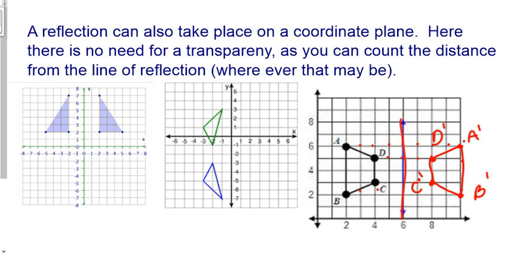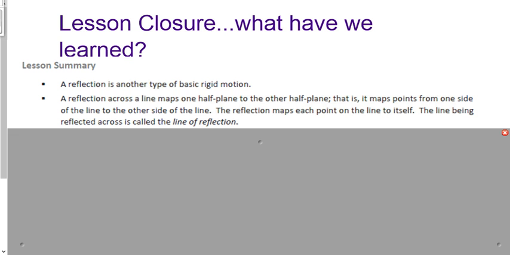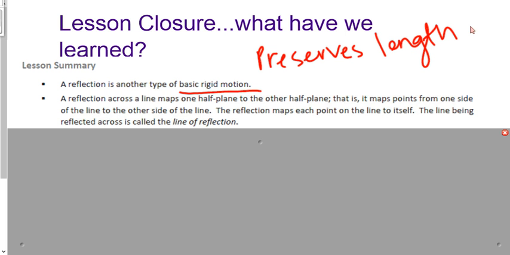Okay, so let's summarize what we've learned today. We know that a reflection is another type of basic rigid motion. A basic rigid motion preserves, which means it keeps it the same, preserves length, so the side length, and the measure, so the angle measure, that means it's the same size and same shape. You have to reflect across a line of reflection. That's going to be super important with everything that we have so far. And a reflection maps each point back to itself.